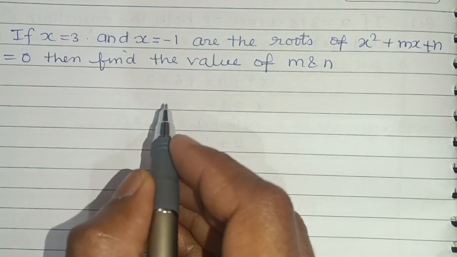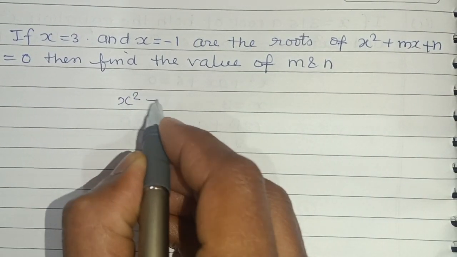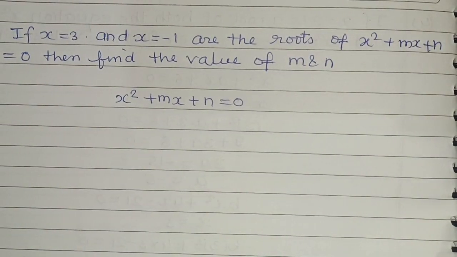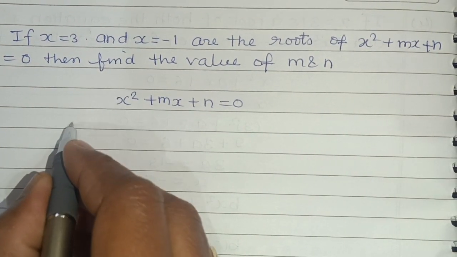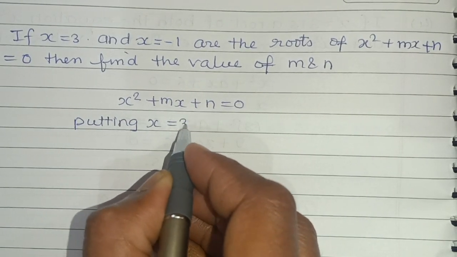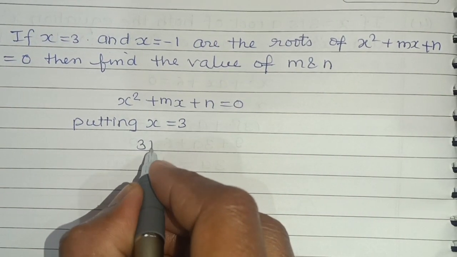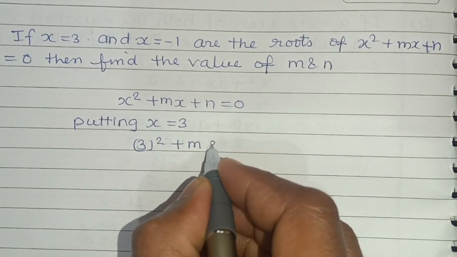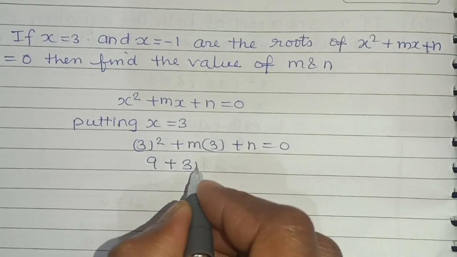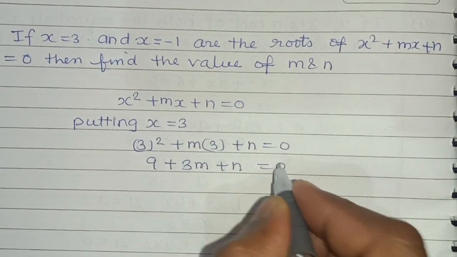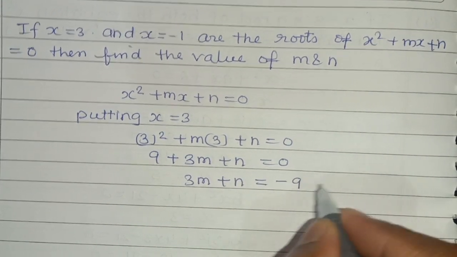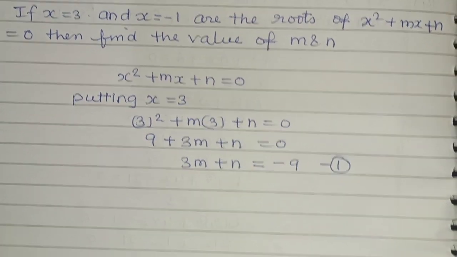So first of all we will write the equation: x squared plus mx plus n is equal to 0. And now putting the value x equal to 3. So that is 3 squared plus m into 3 plus n is equal to 0. So that is 9 plus 3m plus n equal to 0. So 3m plus n equal to minus 9. That is equation first.